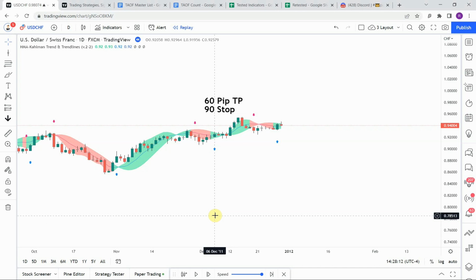Today we will be testing the HMA Kahlman trend and trend lines indicator.